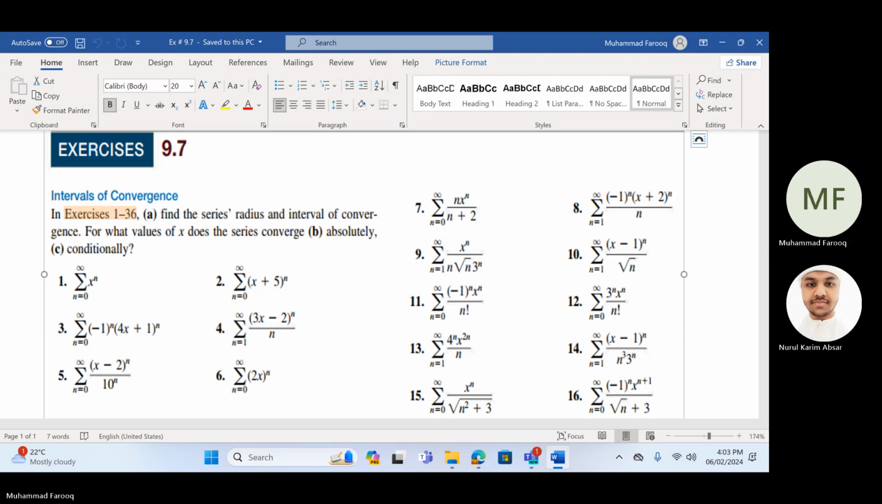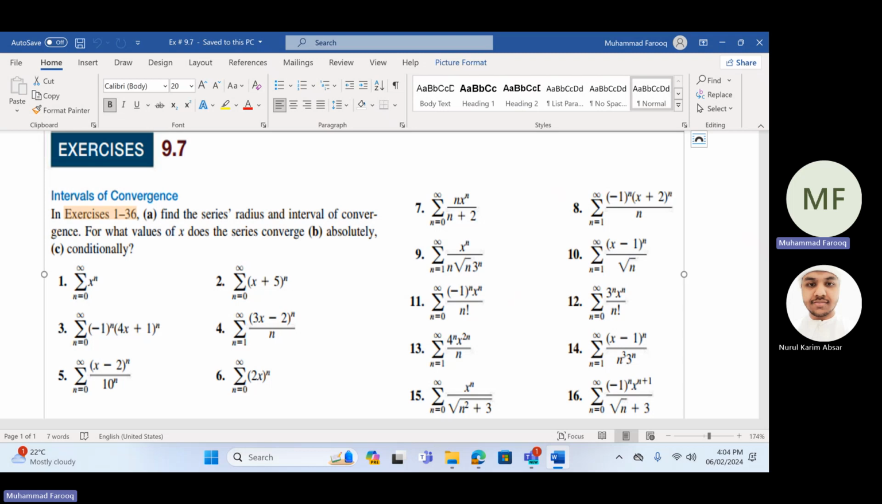If you look at part A, what do we need? Find the radius and interval of convergence. One thing is very clear: we need the interval of convergence. We are not interested in the divergence part. We only have to check from which x value to which x value the series converges. Understand? It's our first requirement.